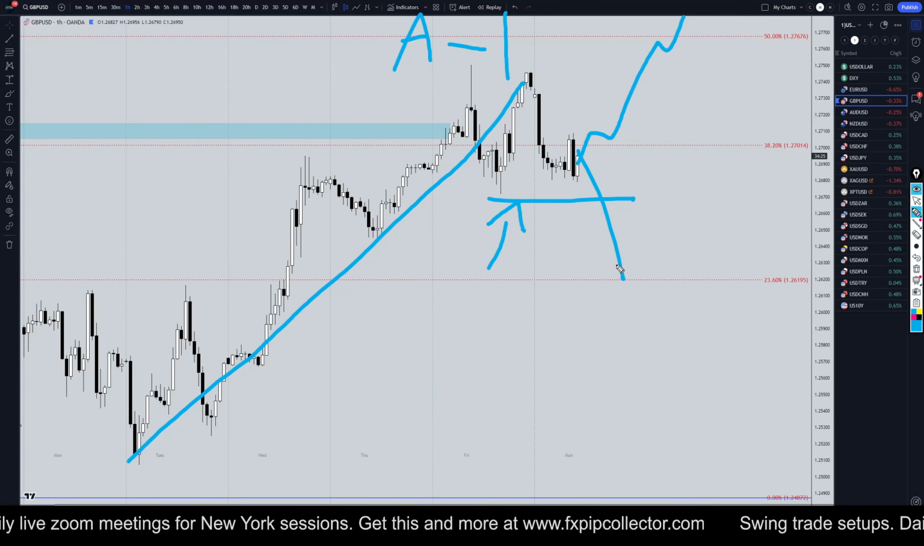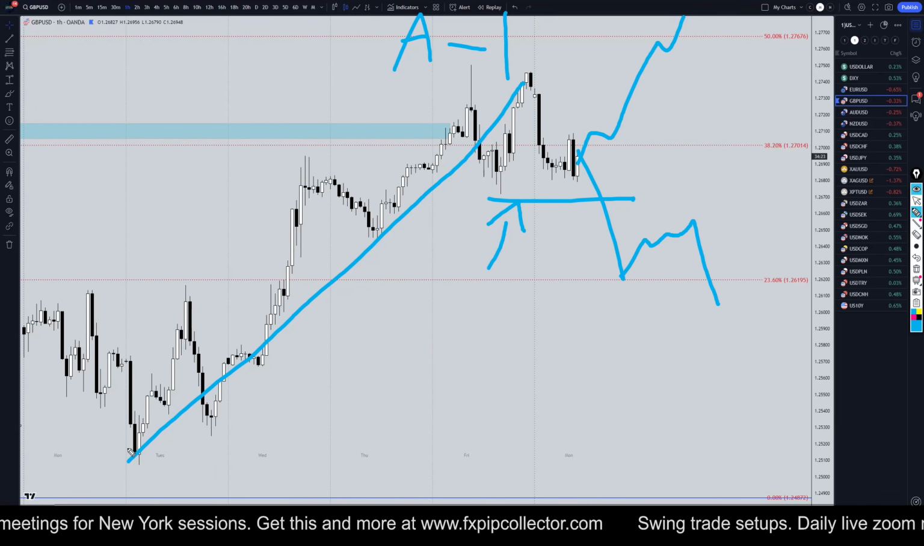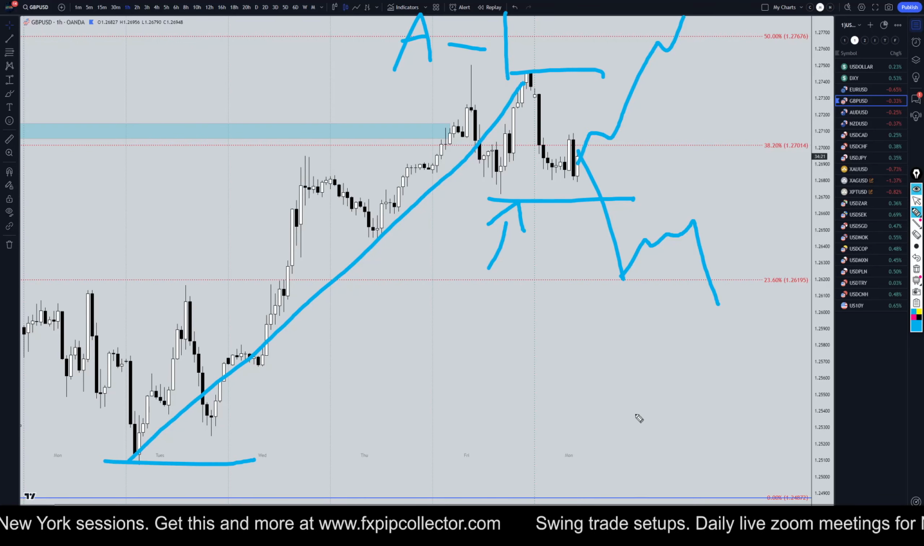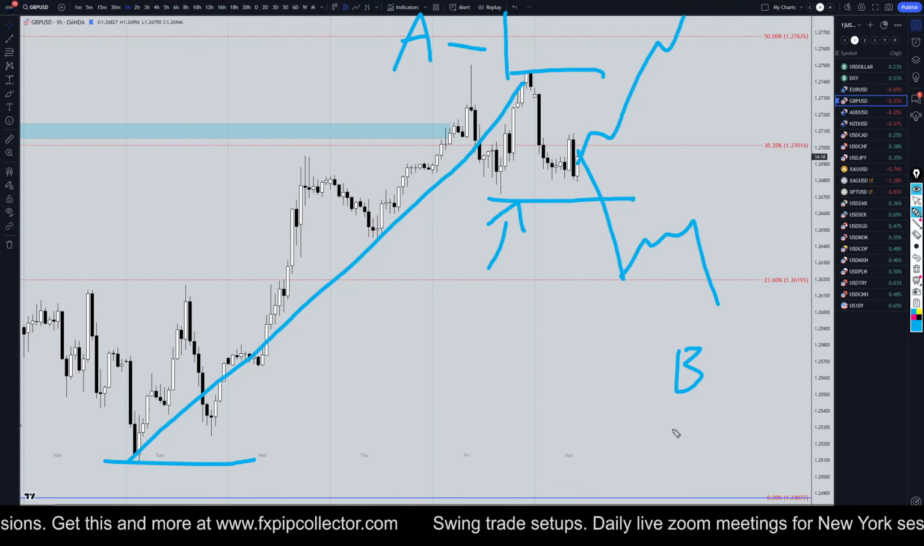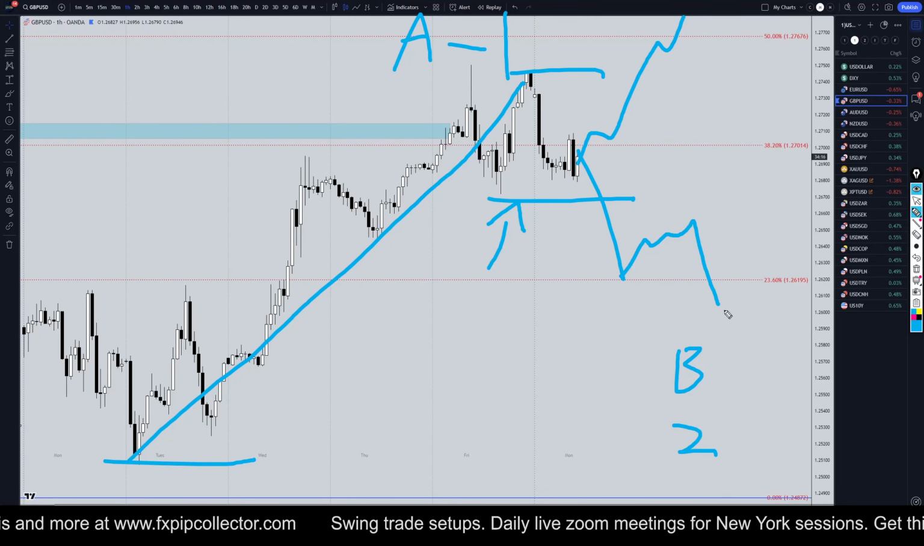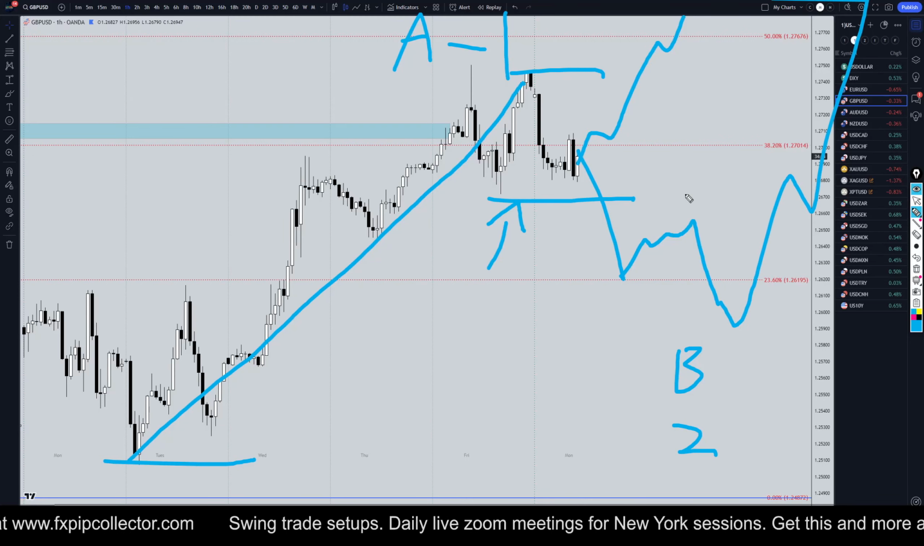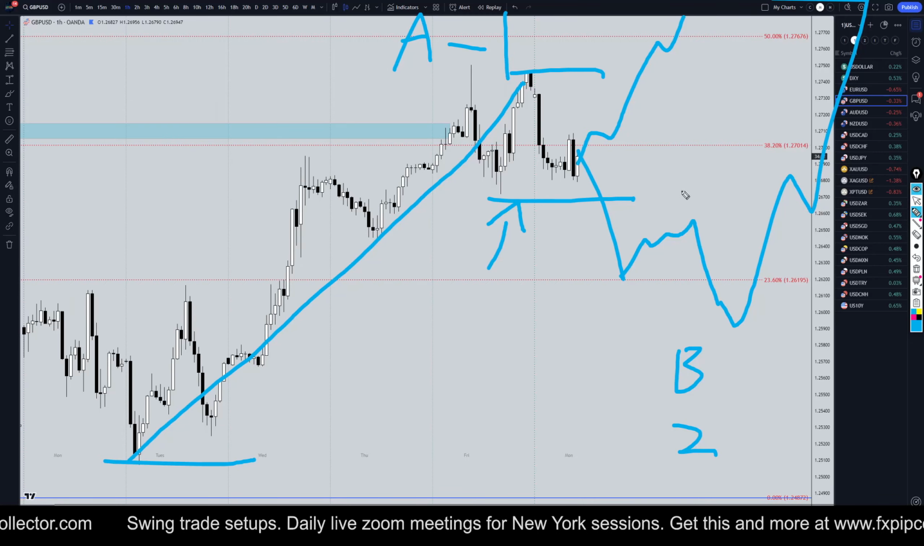When you do see it break structure to the downside, I would throw my Fibonacci retracement on this whole move up, and I would look for the end of a wave B or a 2, like I was explaining on the higher time frames, to go long for either a wave C or a wave 3.